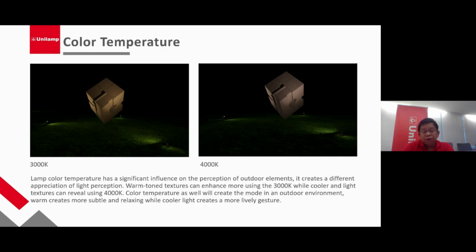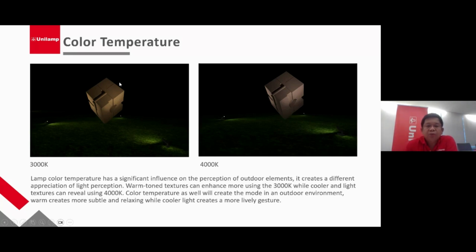if the color is cooler, or the texture is much whiter, sometimes we use 4000K in order to give more enhancement to the structure. So you can see here the two comparisons that I made, the 3000K and the 4000K. The same locations of fixtures.